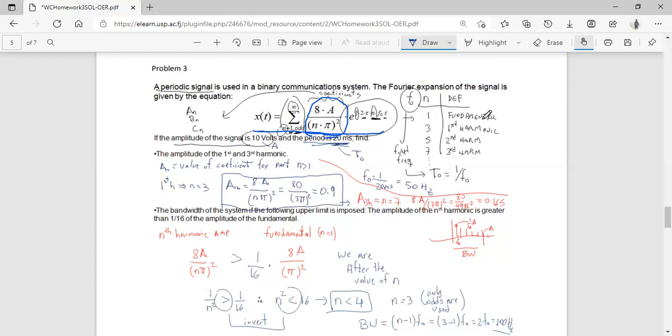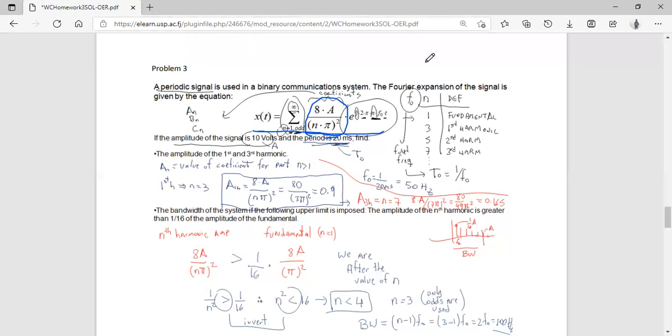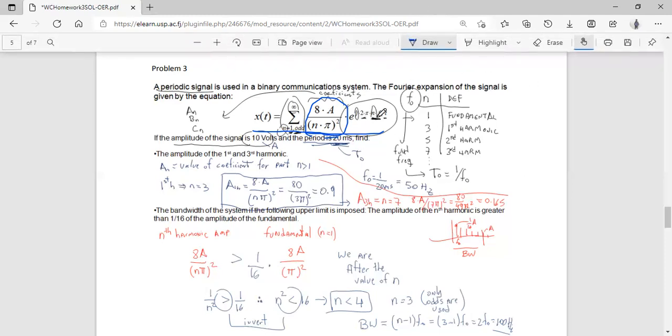So when n is equal to 1, it is going to give me the fundamental frequency. When n is equal to 3, that is when my first harmonic will occur. When n is equal to 5, the second harmonic will occur. When n is equal to 7, the third harmonic will occur. When n is equal to 9, my fourth harmonic will occur, and so forth. So you just create a table for that quickly, because that's how we get the harmonics.